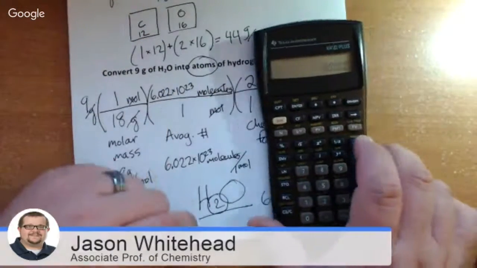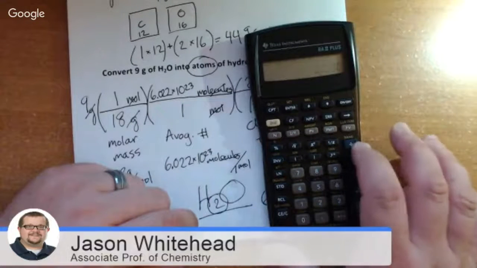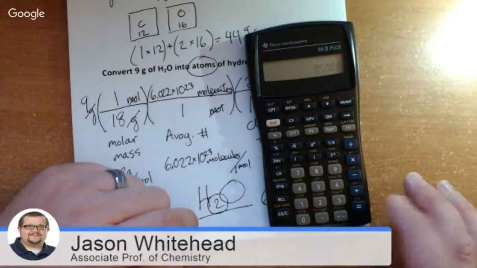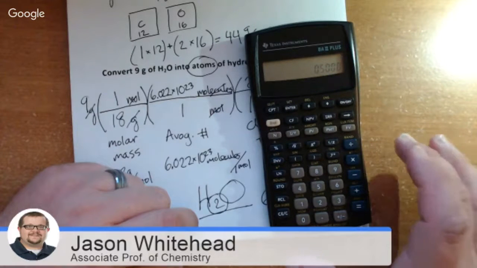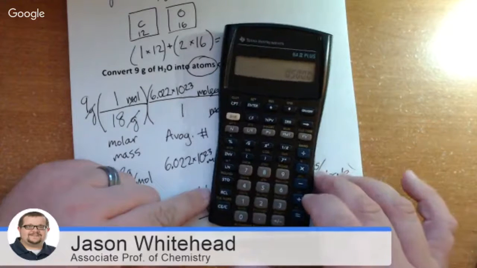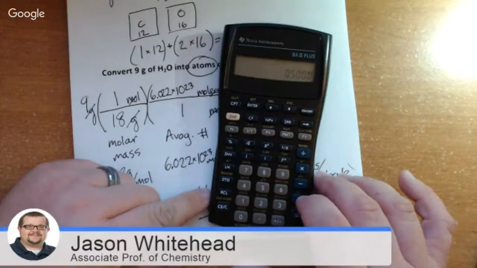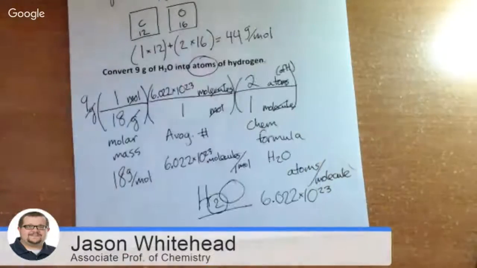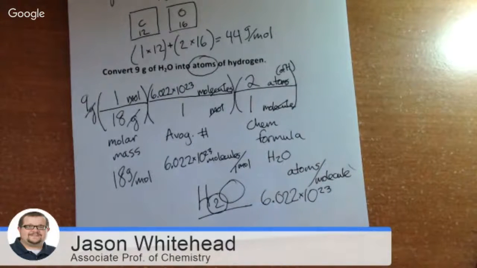So I've got 9 divided by 18, and let's see, do I have a caret sign on this? You know what? I actually don't have the right calculator. This is my financial calculator. So we're going to switch over, and I'm going to show you guys on a Google calculator.